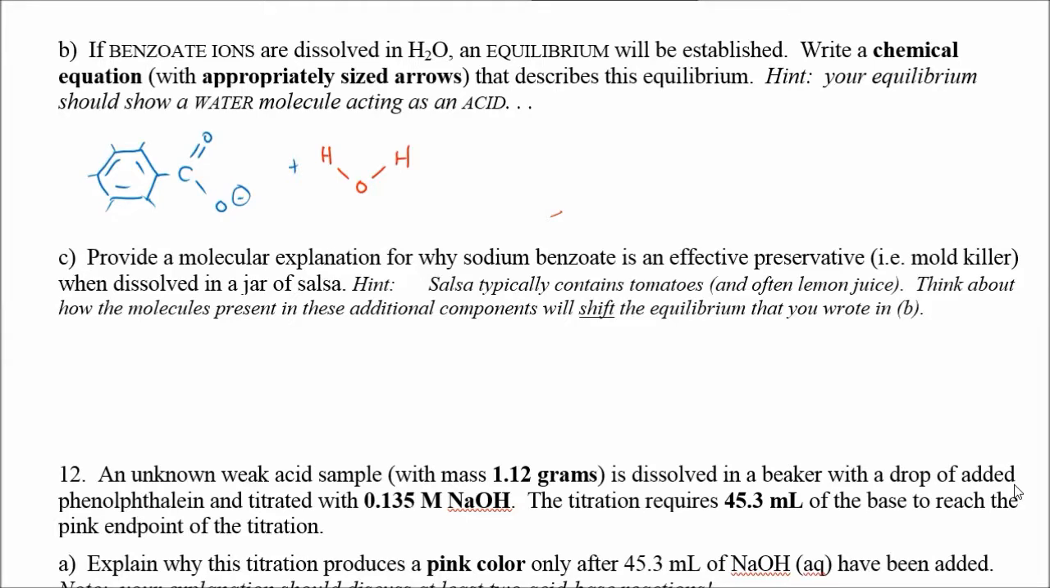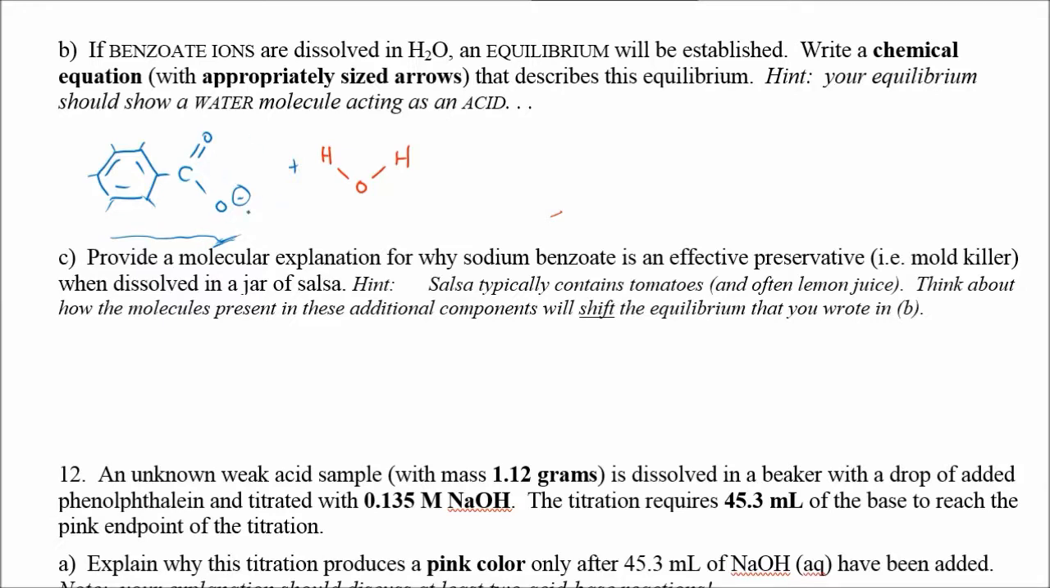So here on 11b, I'm talking about benzoate ion. I've sketched here a representation of the benzoate ion. I didn't show all the carbons. This is the only important part right here, this negative charge. I've sketched a water molecule next door.